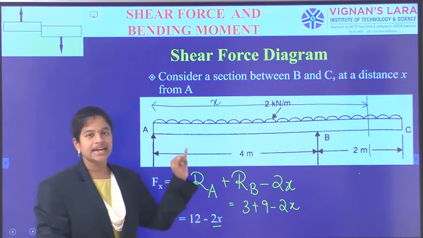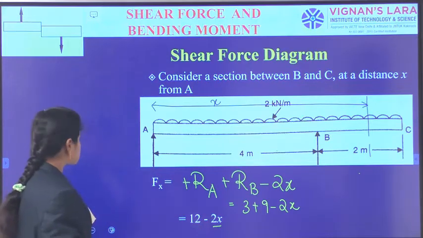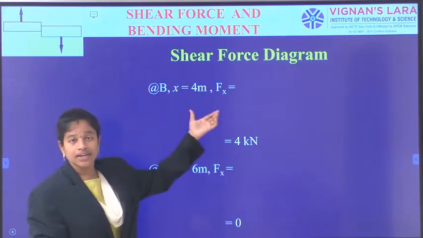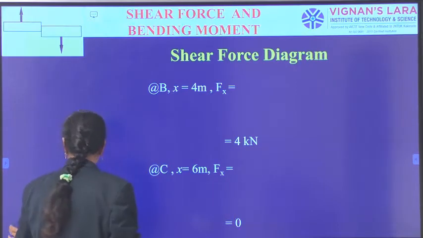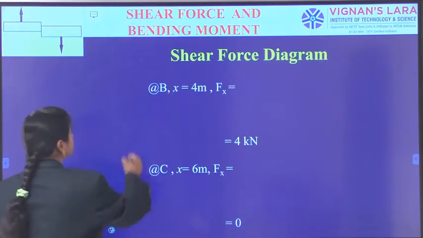So at B and at C I am calculating the shear forces. So x is equal to 4. We have Fx is equal to, just now we got, 12 minus 2x as the equation.